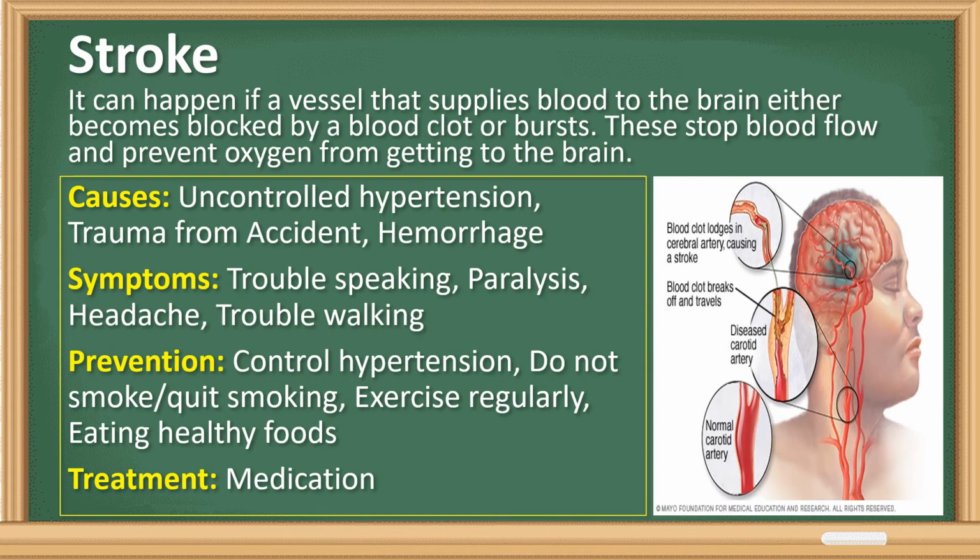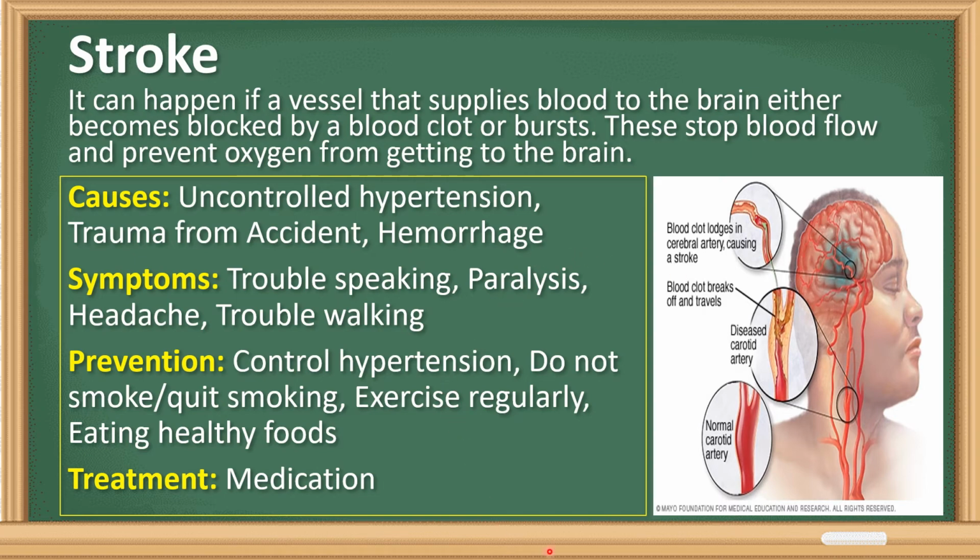Another disease that affects the circulatory system is stroke. It can happen if a blood vessel that supplies blood to the brain either becomes blocked by a blood clot or bursts. This stops blood flow and prevents oxygen from getting to the brain. So there's a blood vessel connected to our brain that's being blocked. Once it is blocked, the oxygen will not be delivered to the brain through our blood. So that's the time you get a stroke.